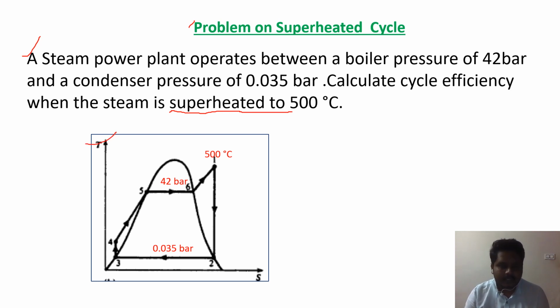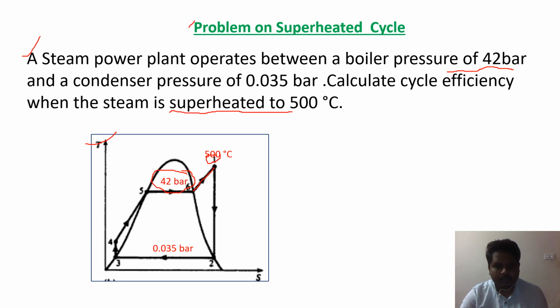Let me explain the TS diagram. As we know, in the superheated Rankine cycle, the steam will be superheated. In the process 6 to 1, the steam is superheated before entering the turbine. That point is 1. Now let us see the given data. Here the pressure is 42 bar before entering the turbine. As you can see on the TS diagram, the process 4 to 1 is the heat addition process.